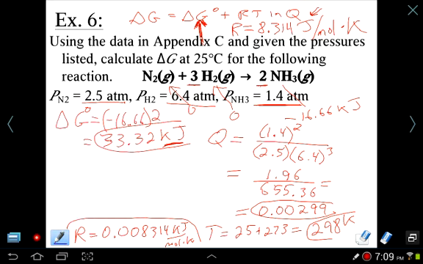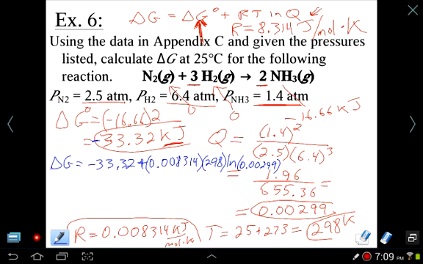So we have all our values, and all that's left to do is plug and chug. Our delta G equals negative 33.32 plus R, which is 0.008314, times temperature, which is 298, times the natural log of Q, which is 0.00299. It's going to get a bit crowded, so hang on.